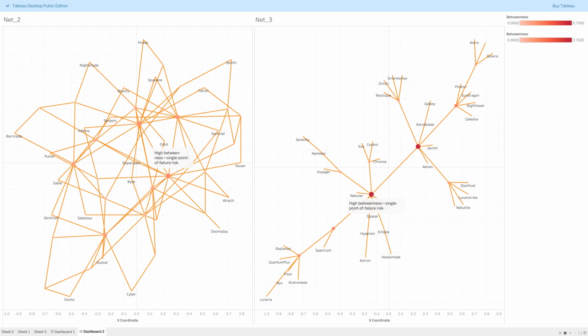In summary, both networks involve the same number of employees, but their risk profiles are very different. Network 2 is robust. It distributes connectivity across multiple nodes. Network 3 is fragile. A small number of nodes can carry the majority of the load.